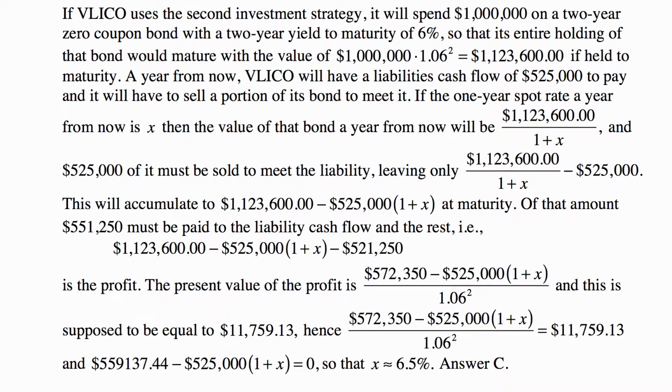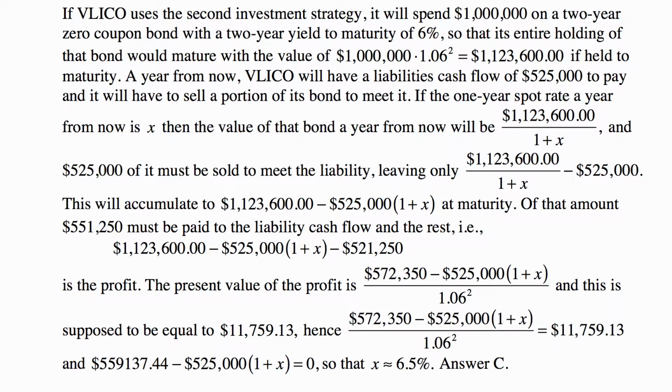If VLICO uses the second investment strategy, it will spend $1 million on a 2-year zero-coupon bond with a 2-year yield to maturity of 6%, so that its entire holding of that bond would mature with a cumulative value of $1 million at 6% for 2 years, $1,123,600 if held to maturity. A year from now, VLICO will have liabilities cash flow of $525,000 to pay, and will have to sell a portion of its bond to meet it.